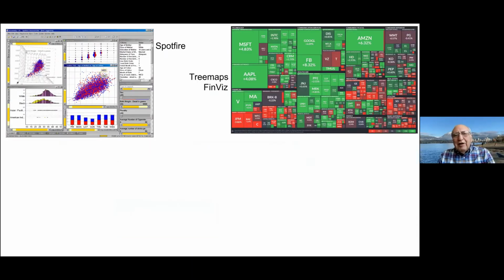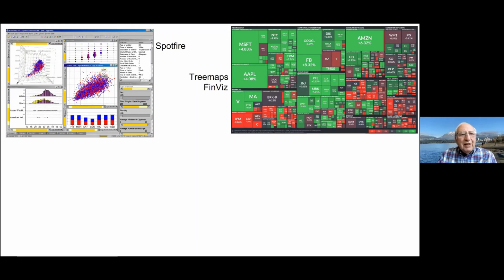The tree maps were another idea. This shows an example from a commercial design called FinViz for financial visualization. It shows the 11 sectors of the stock market, and each of the 500 stocks in the S&P 500 is shown with an area equivalent to its market capitalization, and the color indicating green means they've been rising and red means they've been falling. And so this enables you to see the strong areas, the weak areas, what's moving up, what's moving down.